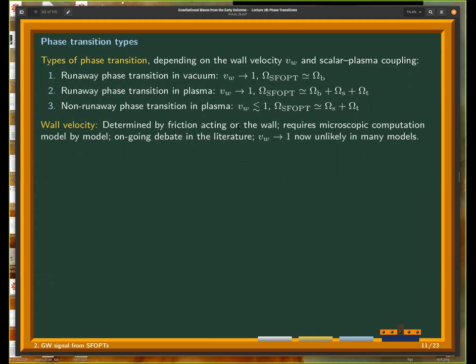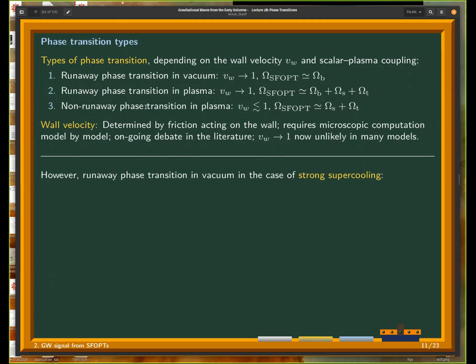Very recently, especially last year, people have proposed that the description of this friction term requires some significant corrections. And people still debate what the correct expression of this friction term is. In particular, what is the scaling with the Lorentz factor, gamma, of the bubble walls? Is it a linear dependence? Is it gamma squared? Things like that. But the upshot of this debate is that the second case, runaway phase transitions in plasma, has become a bit more unlikely. If you really have scalar bubble walls expanding in a plasma, the friction will always be sufficiently large to prevent this runaway behavior. In this case, you would say this is unlikely, and you would more likely expect a non-runaway phase transition. All right, but the first option, just a runaway phase transition in vacuum, is also not excluded.